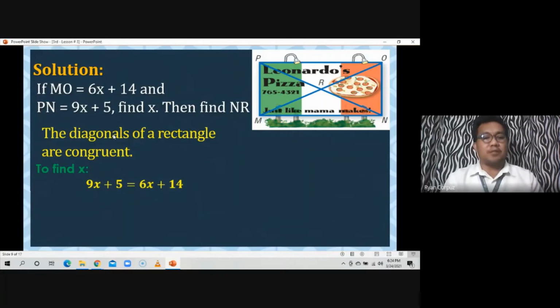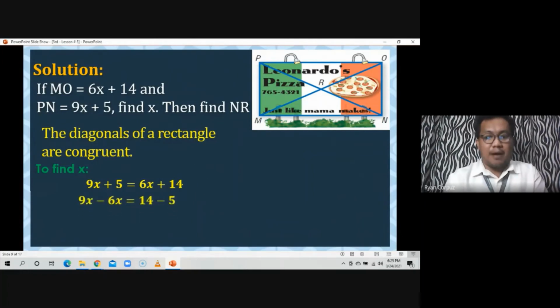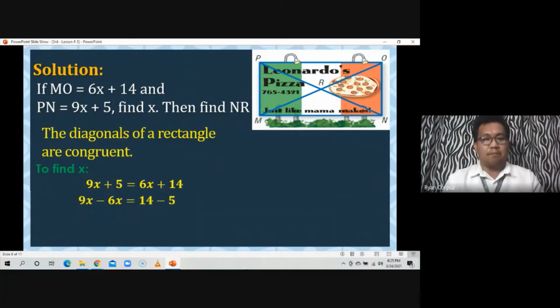That would be 9x plus 5 is equal to 6x plus 14. Then isolating, move 6x to the left side while 5 to the right side, and we will come up with 9x minus 6x is equal to 14 minus 5. The 6x will become minus 6x while 5 will become minus 5. Then combine similar terms. So 9x minus 6x, that would be 3x. Then 14 minus 5 is equal to 9. Then divide both sides of the equation by 9 to come up with the value of x, which is equal to 3. So the value of x now is equal to 3.